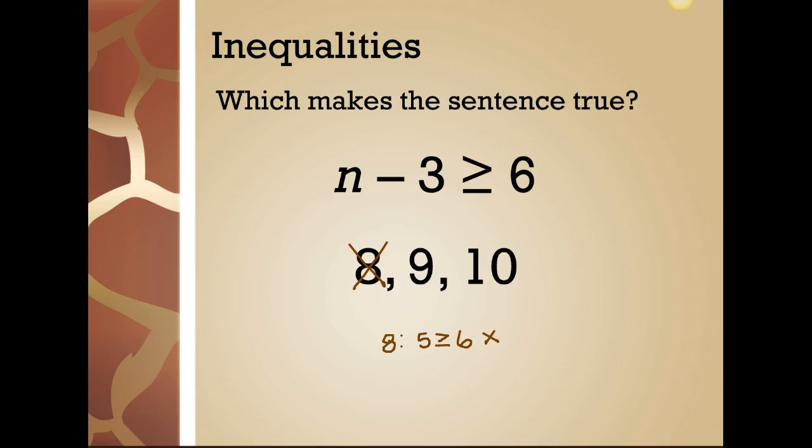Let's try 9. 9 minus 3 is 6, and 6 is equal to 6. Since we have the greater than or equal to symbol, 9 does make the sentence true. When we plug in 10, we get 7 is greater than or equal to 6. 7 is not equal to 6, but it is greater than 6, so it also counts as part of the solution. Both 9 and 10 make this sentence true.